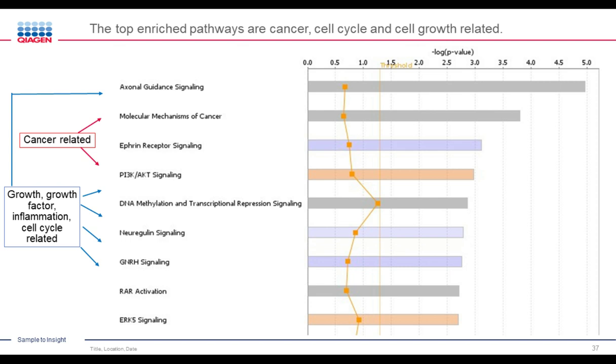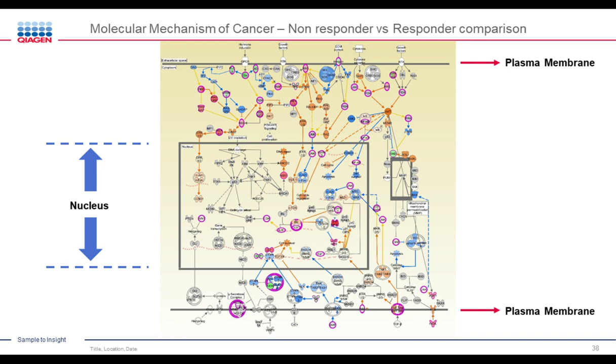What we can do to study mechanism of action in non-responders is we can actually open up one of the pathways. So in this case, in the software, I'm clicking on molecular mechanism of cancer, and I'm opening up that pathway. And when we open up the pathway, if you're looking at an IPA pathway for the first time, one thing you'll notice is pathways are very nicely organized from plasma membrane to cytoplasm to nucleus.